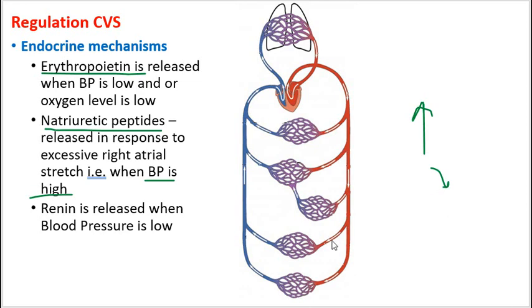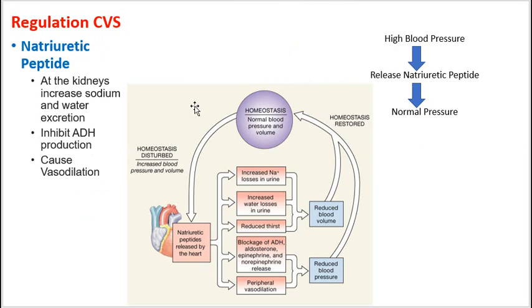The atriums are going to stretch. When they stretch, that stretching stimulates the release of this hormone, and that hormone will consequently bring the blood pressure back to normal. If your blood pressure is too low, you're going to produce an enzyme, renin, that we're going to look at. So this is how natriuretic peptides regulate the blood pressure.